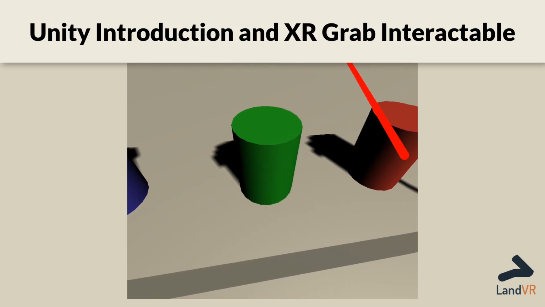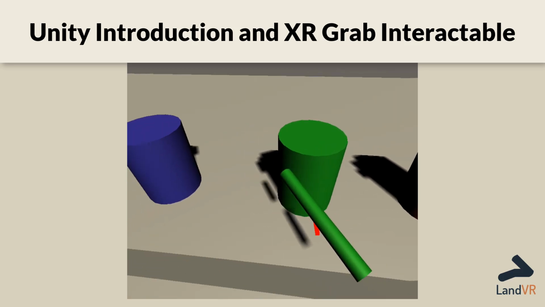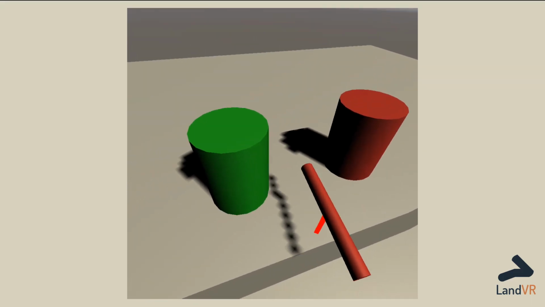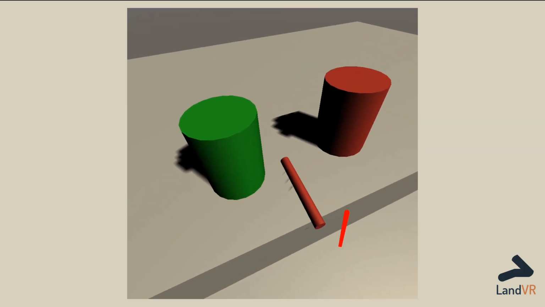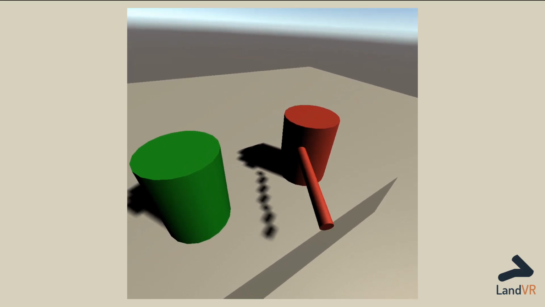Hi, in this video I'm going to introduce you to a few very basic Unity components. We'll also add an XR grabbable object to a game object so we can interact with it using the VR controllers. For those of you that have followed the previous video to set up the Oculus Quest with Unity, you can start from the project we created.